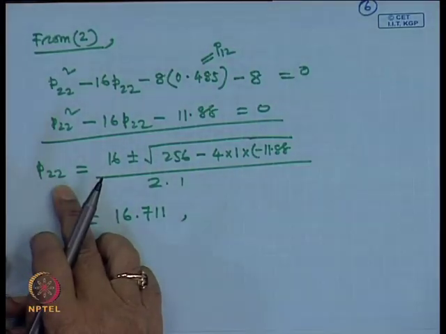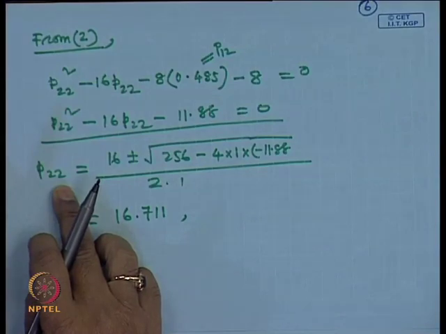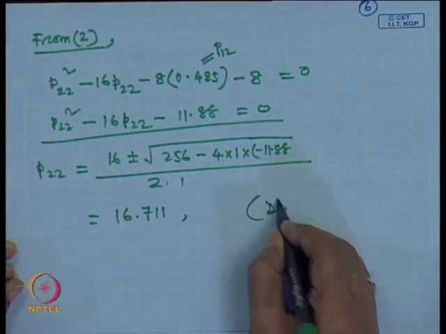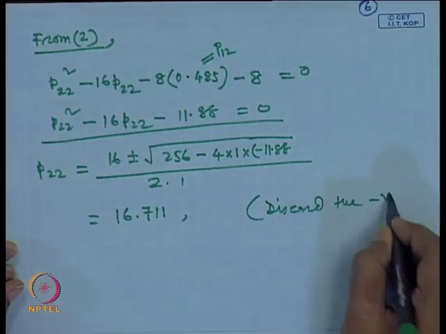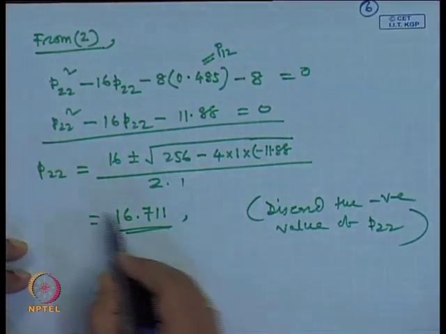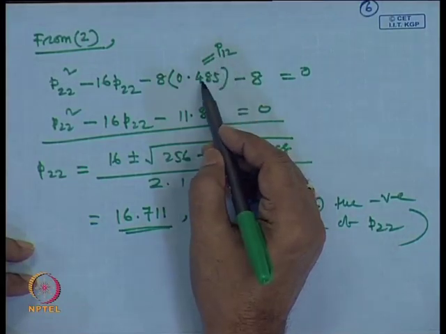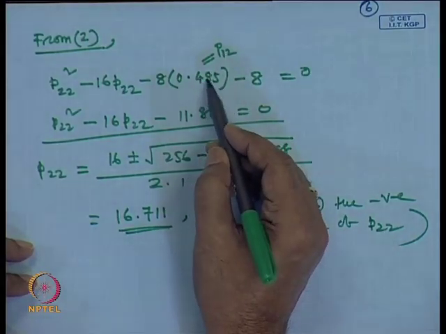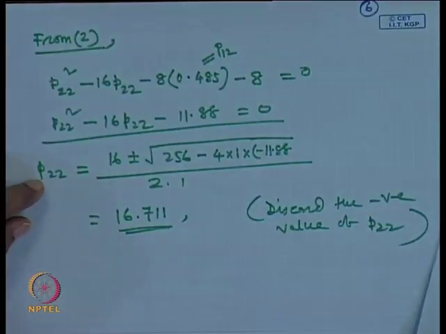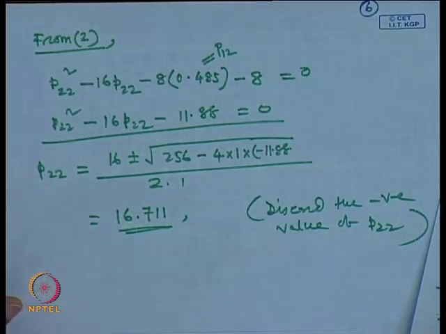So, this negative term cannot be considered, because if you use the Sylvester inequality test, the matrix should be positive definite, first condition is all diagonal elements must be positive, but here the other values of P roots are negative. So, we discard the negative value of P22. Okay. So, you will consider this one, and this is positive definite. This is the one value of P12, which is 0.485. Suppose if you consider the other value of P12, then you will get the solution of P22 as complex. So, we will not consider those values.